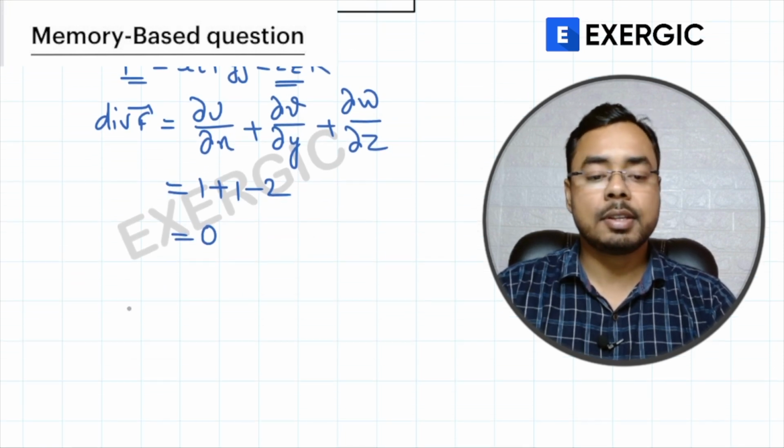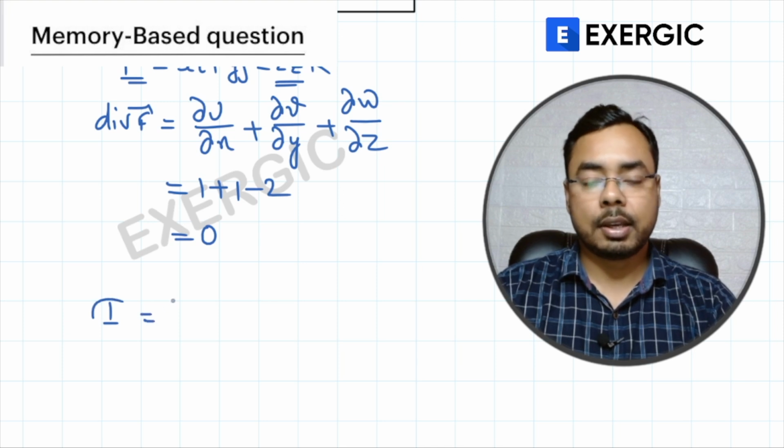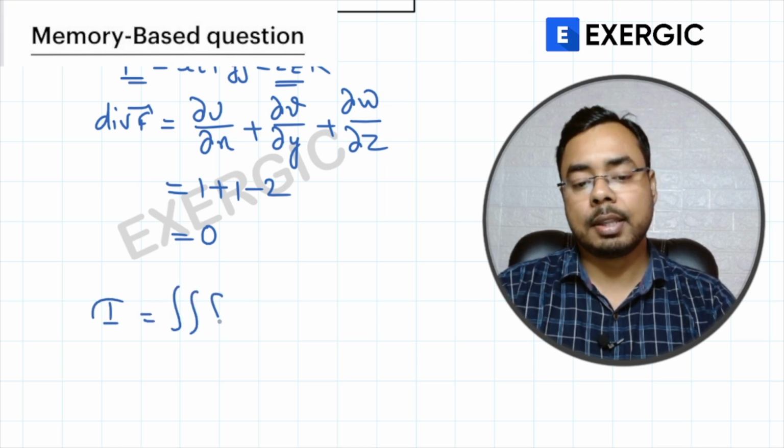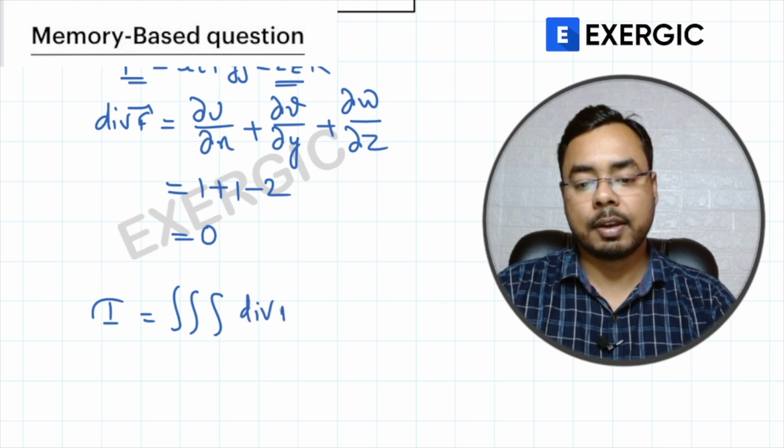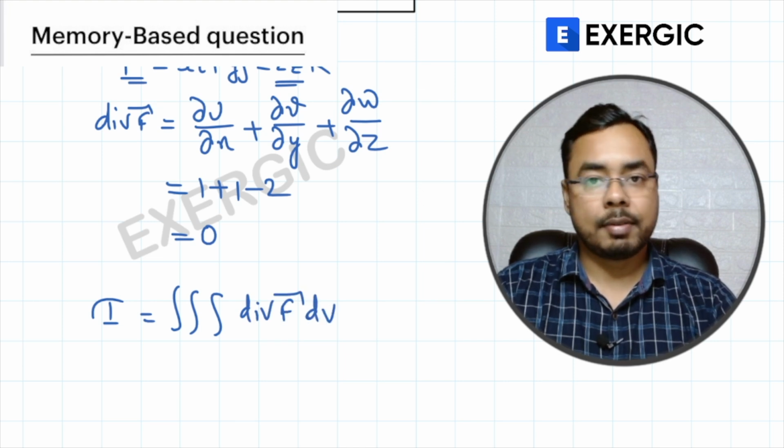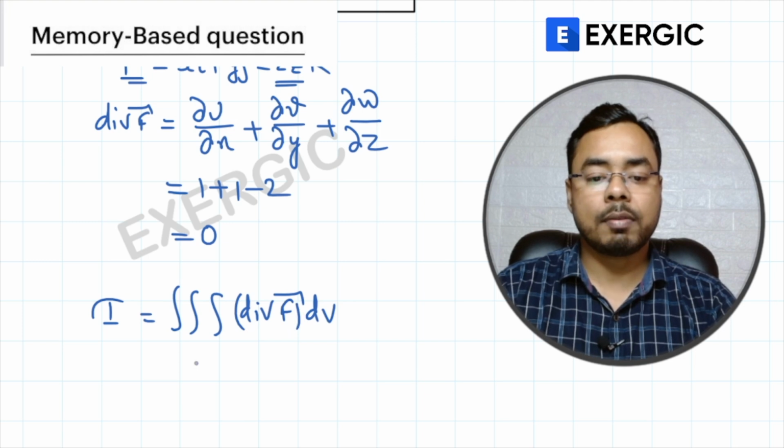Now since divergence is 0, and we know that using Gauss divergence theorem, we can write that surface integral as the volume integral of divergence of f.